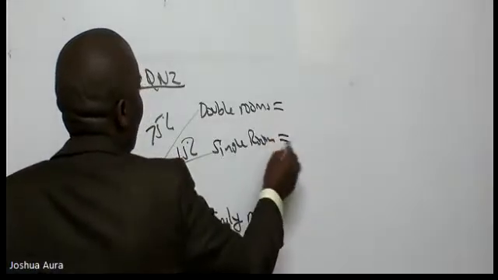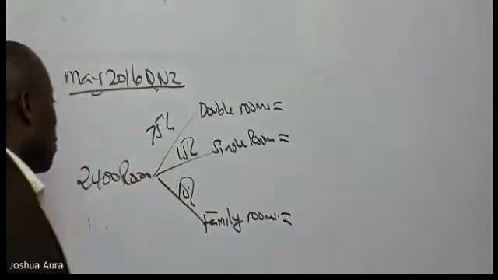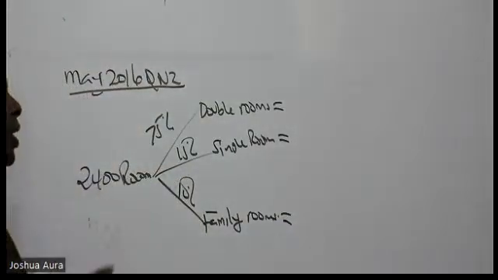So could you kindly give me these figures? So 75% of 2,400 gives us how many double rooms?